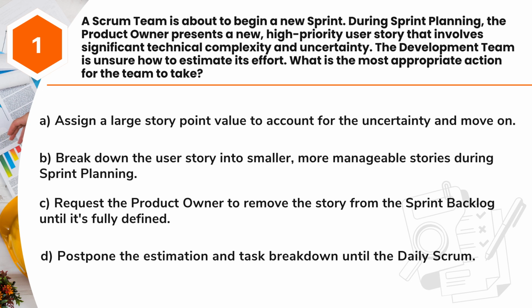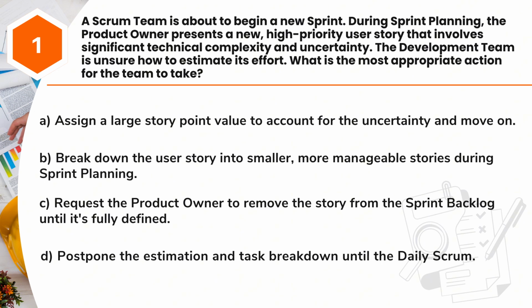Question 1. A Scrum team is about to begin a new sprint. During sprint planning, the product owner presents a new, high-priority user story that involves significant technical complexity and uncertainty. The development team is unsure how to estimate its effort. What is the most appropriate action for the team to take?